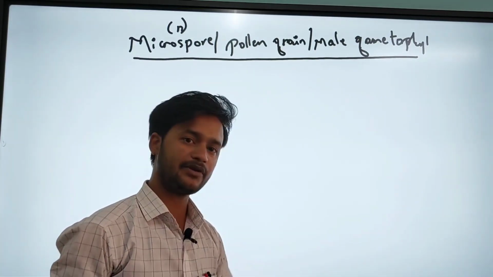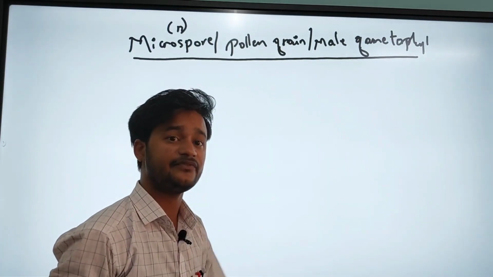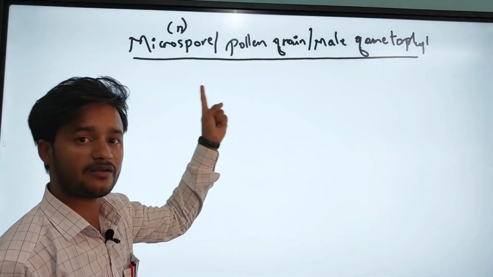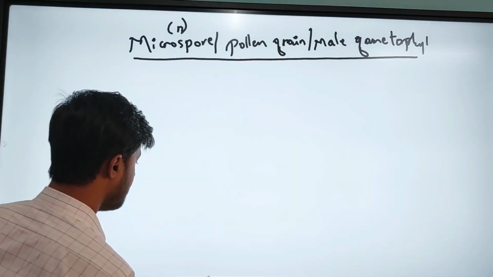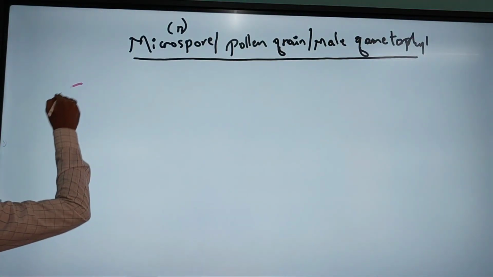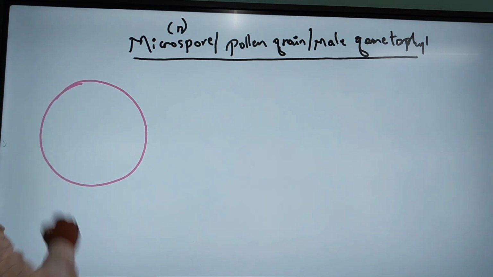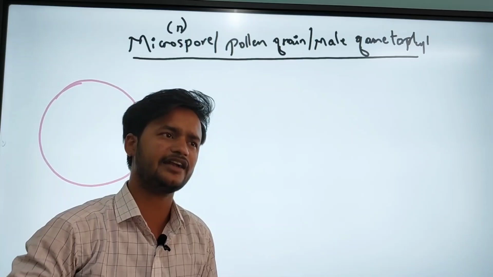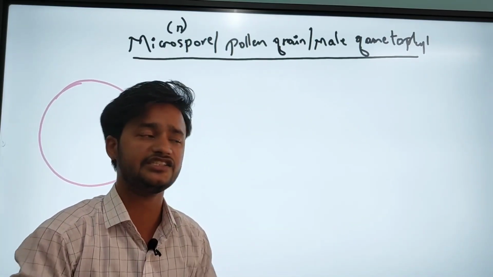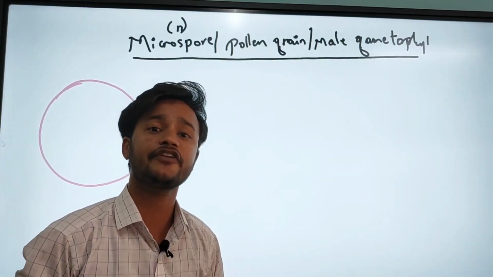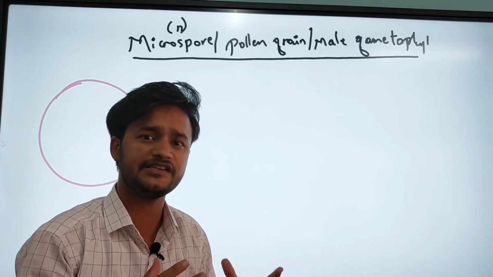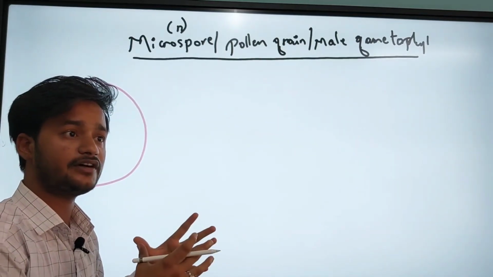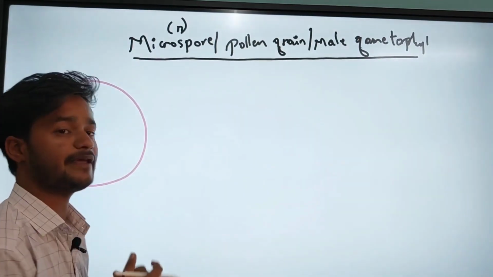Okay, and remember one thing, pollen grains are usually spherical in shape. Pollen grains, or microspores, or male gametophytes are usually spherical in shape. We know there are different shapes of pollen grains produced by different species, but for most species, and NCERT gives this, the most common shape of the pollen grain is spherical.